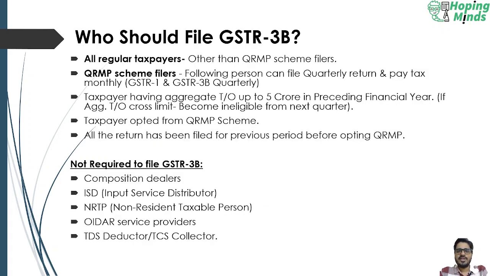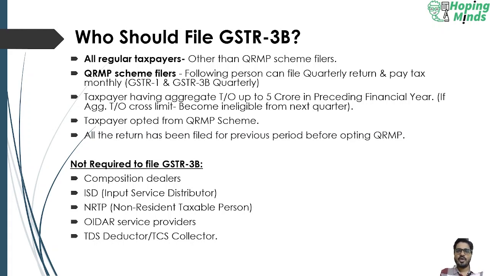So who should file GSTR-3B return? All the regular taxpayers are required to file GSTR-3B on a monthly basis except for those who have opted for the quarterly return and monthly payment scheme. QRMP scheme filers are required to file quarterly GSTR-1 and GSTR-3B return but are required to pay the taxes on a monthly basis based on self-assessment.